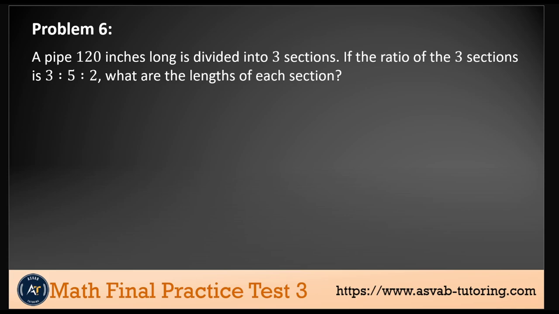A pipe 120 inches long is divided into three sections. If the ratio of the three sections is 3 to 5 to 2, what are the lengths of each section? I'll let you try that out first yourself. All right, I'm assuming you tried it out. I'm coming back into it.